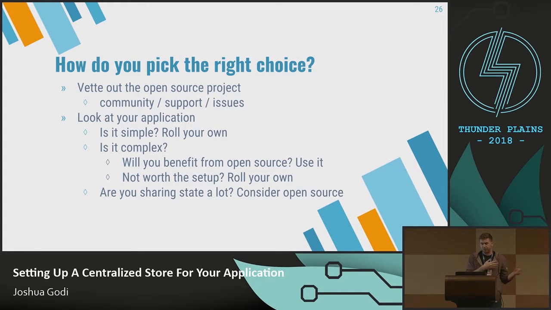Will you benefit from the open source? Do you want to just use open source so you don't have to worry about all of the different challenges that come with rolling your own? We saw in our roll-your-own solution, we had to add code every single time we wanted to add a new thing in our store. Say if I wanted to store the current age of the selected cat, I have to add code for that. With something in the open source community, we can just add a new property and we can grab that pretty easily. And if it's not worth all the setup, then you can roll your own.